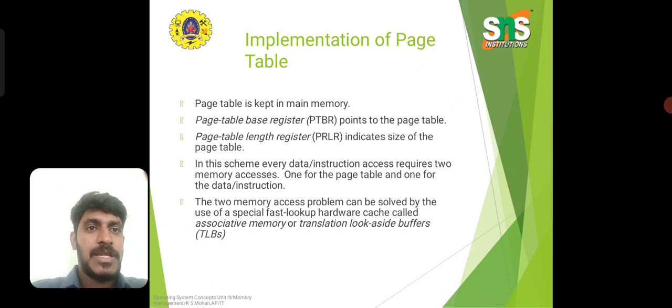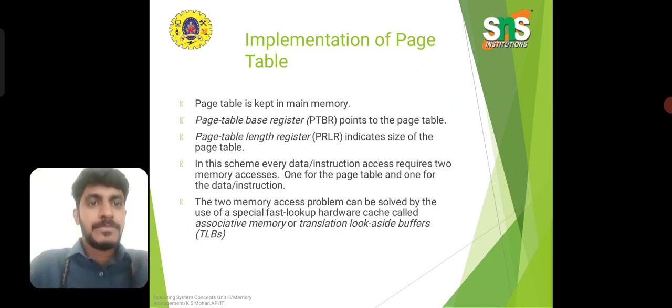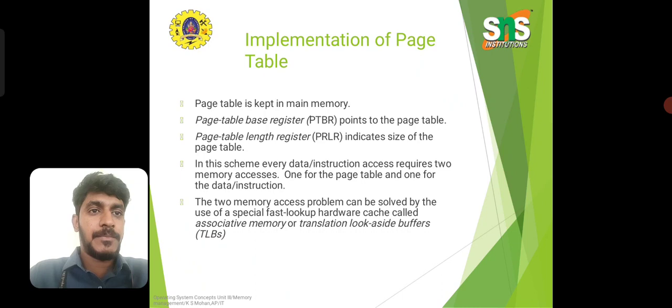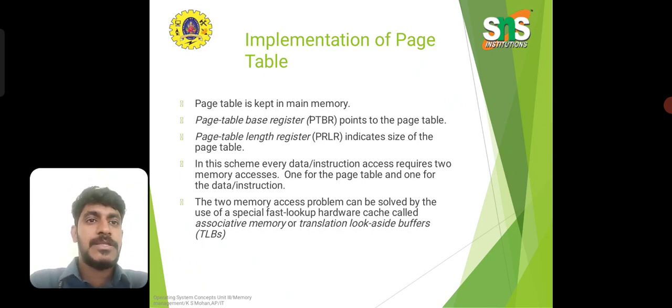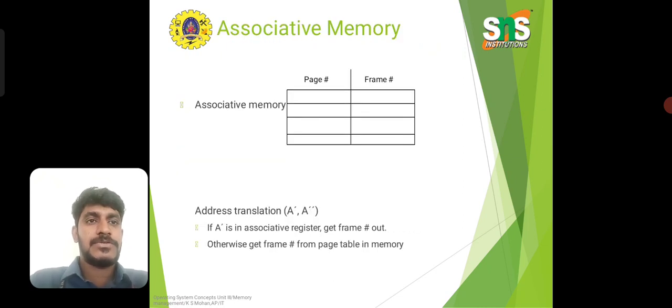The page table is kept in main memory. The page table base register, PTBR, points to the page table. The page table length register indicates the size of the page table. In this scheme, every data or instruction access requires two memory accesses, one for the page table and one for the data or instruction. The two-memory-access problem can be solved by the use of special fast lookup hardware called a cache, or associative memory, or translation look-aside buffers, TLBs.